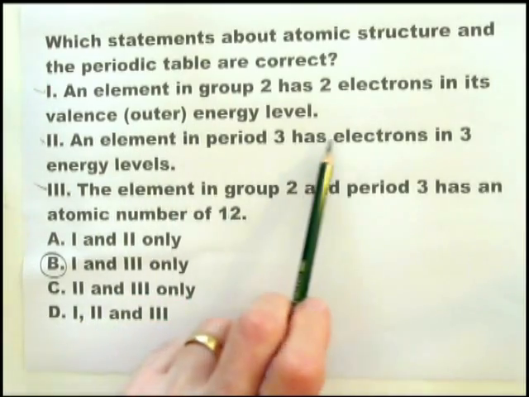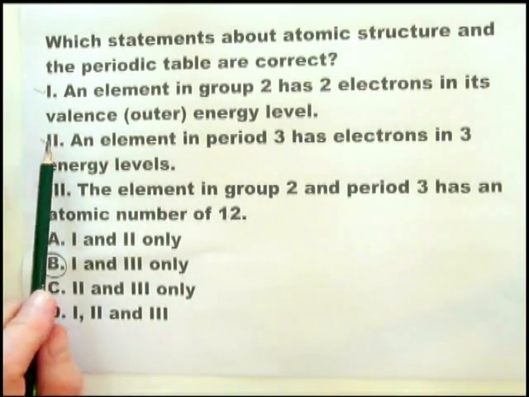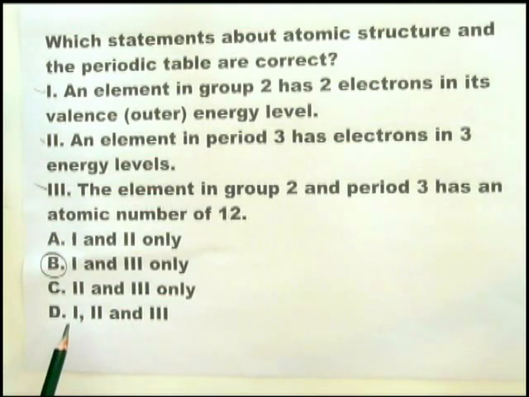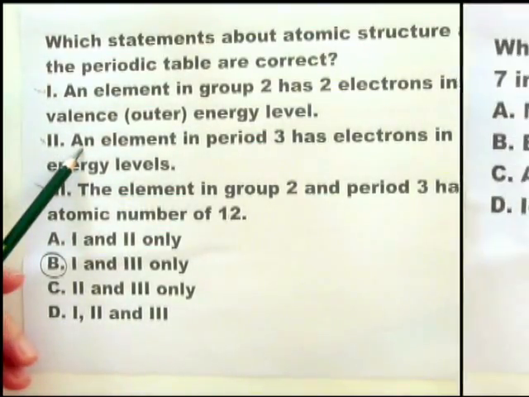So B is the only one that is correct. An element period 3 has 3 electrons. You could immediately eliminate 2, and that's A is wrong, C is wrong, and D is wrong. So there are also 2 different ways of getting to the correct answer. By knowing everything about all 3, or by realizing 2 is wrong.